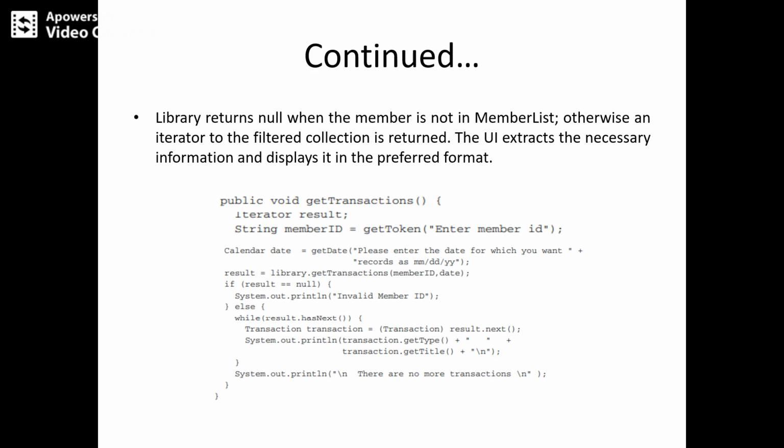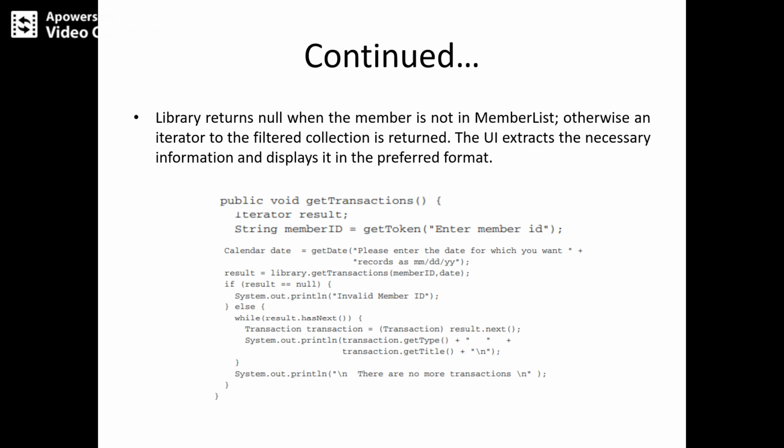So this code is public. Now we have the getTransactions method, because getting all the transaction details is needed here to display them in the particular prepared format. Public void getTransactions: the iterator result, and the member ID, which is a string, equals getToken. So we take the entered member ID; usually the return type is a string, and the member is going to enter the ID.